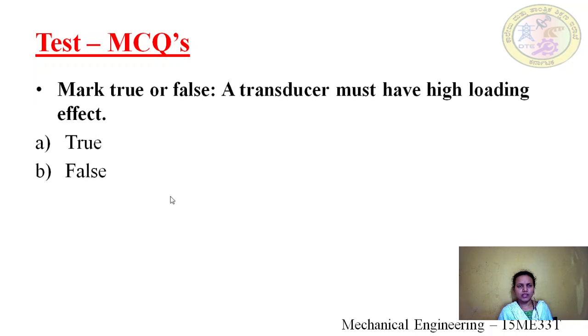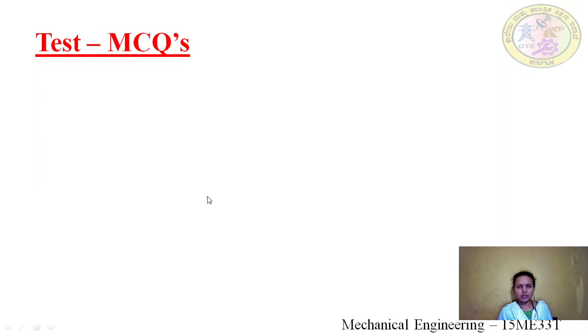We'll go to the next question. Mark true or false. A transducer must have high loading effect. Option A, true. Option B, false. Can you guess? The solution is option B, false. A transducer should not have high loading effect. It should have low loading effect. We'll go to the next question.